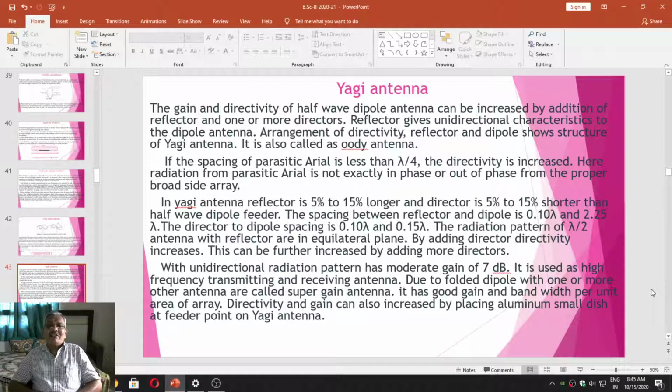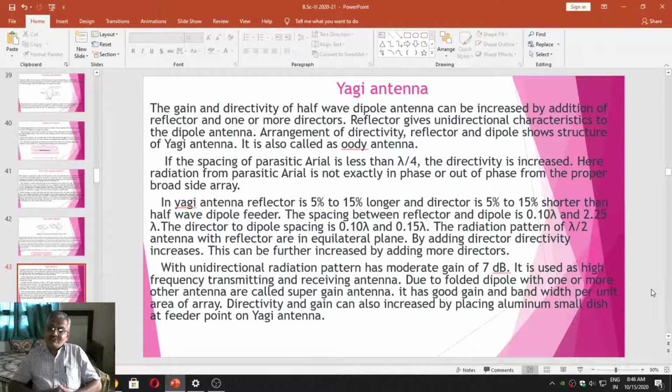And lastly, we studied that when that dipole antenna is folded, we get the folded half wave dipole antenna, and the gain of this antenna is less. No doubt it is used as an antenna, but from the point of view of directivity and gain, those are less. So that's fine.